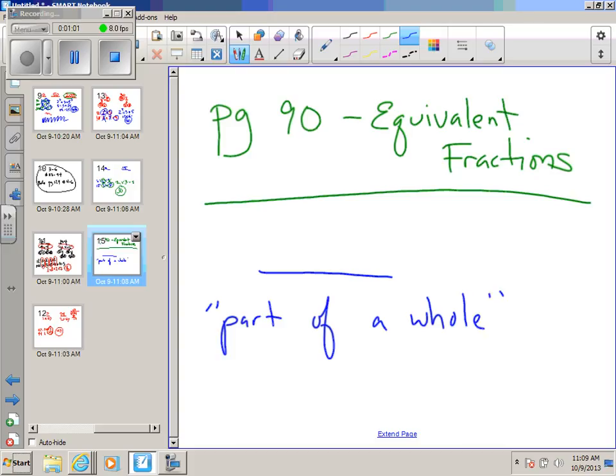Part of a whole. You have a top number and a bottom number. Your numerator on top, your denominator on the bottom. And the bottom, the denominator, represents how many total parts there would be. The top represents how many of those total parts you would have. Part of a whole.